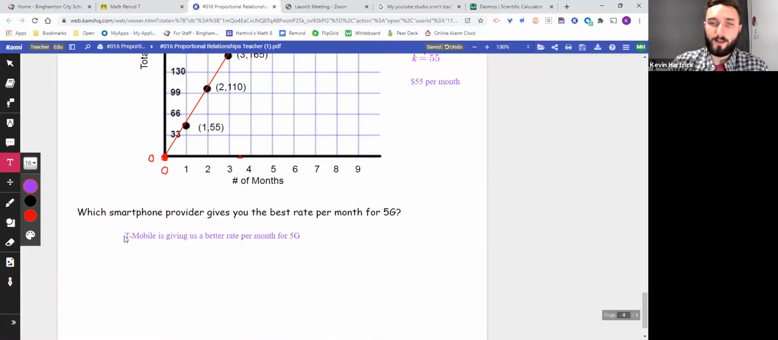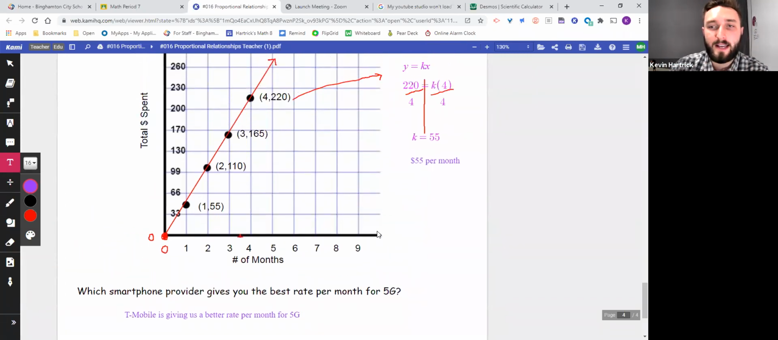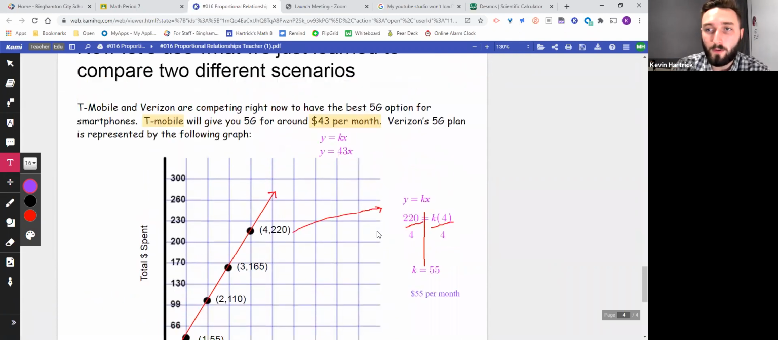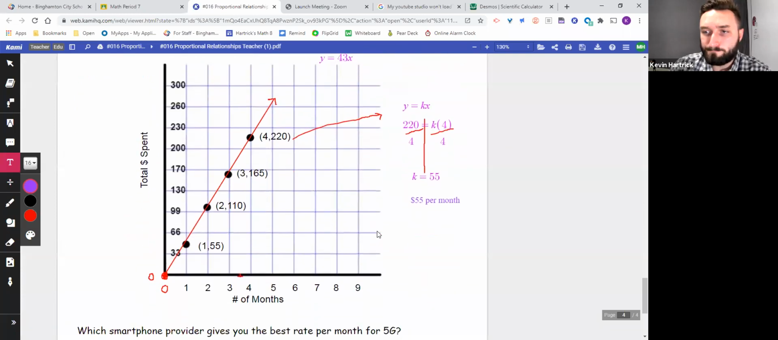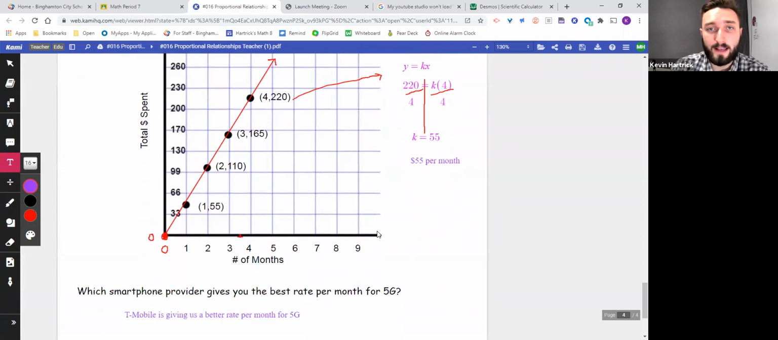Okay. All right. Now, obviously, there are many factors to that. Maybe T-Mobile doesn't give you the best coverage. Maybe Verizon gives you better phones. Maybe they give you phones for cheaper. Who knows? So this is not the end all be all. And don't go to your parents and say, we've got to get T-Mobile because it has a better rate. There's a lot of factors that go into it. This is very simplified just for the math that we're doing right now. But this does give you a nice idea of how this math connects with things in the real world. These are real numbers that I pulled off of their websites. So I hope that connects it a little bit for you.